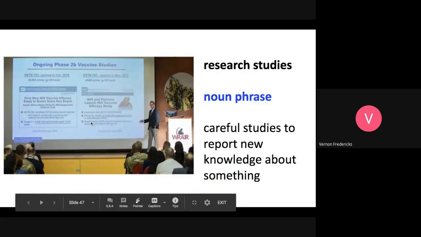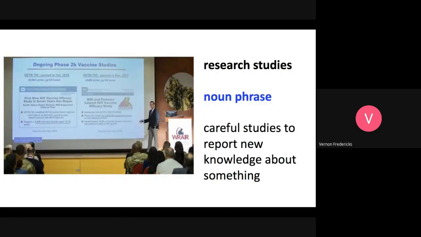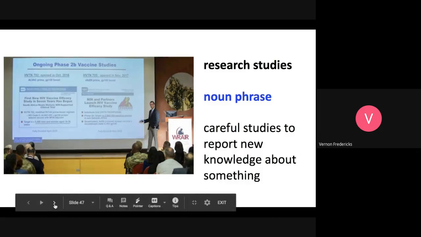The next noun phrase is research studies. Careful studies to report new knowledge or new information about something. So what's happening now with COVID-19? There are a lot of research studies taking place, so that we can get information about COVID-19. So research studies are being done. Next slide.